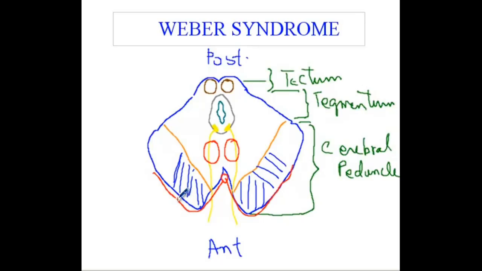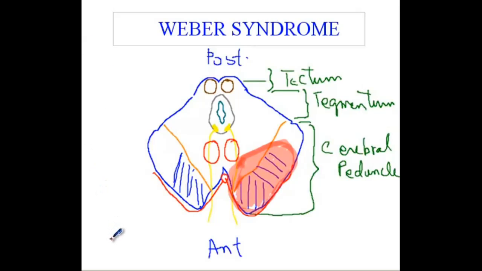Now let's say that this person has a stroke affecting one of the perforating branches of the posterior cerebral artery. If there is a stroke that affects this area here, around this area, let's say this is the area that has the stroke. So what structures will be involved?